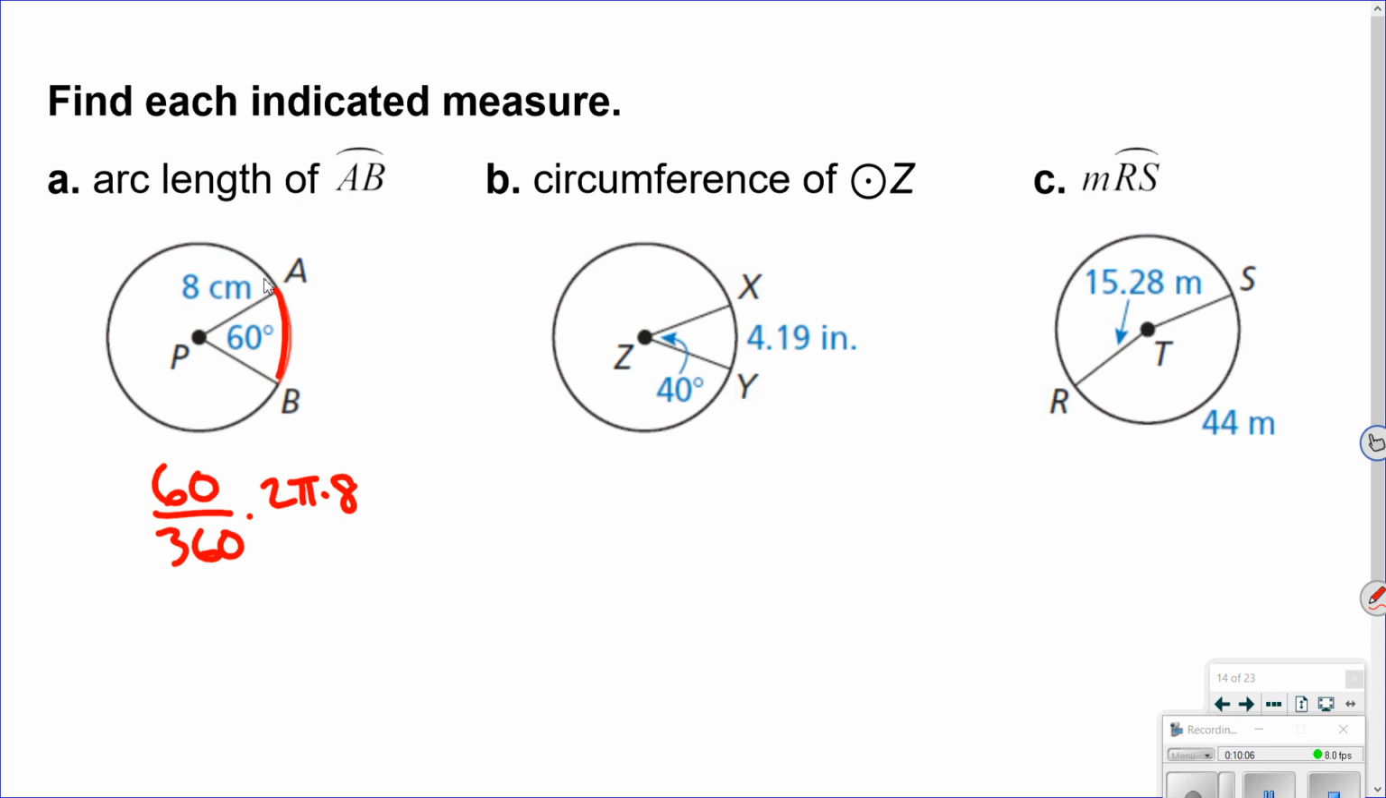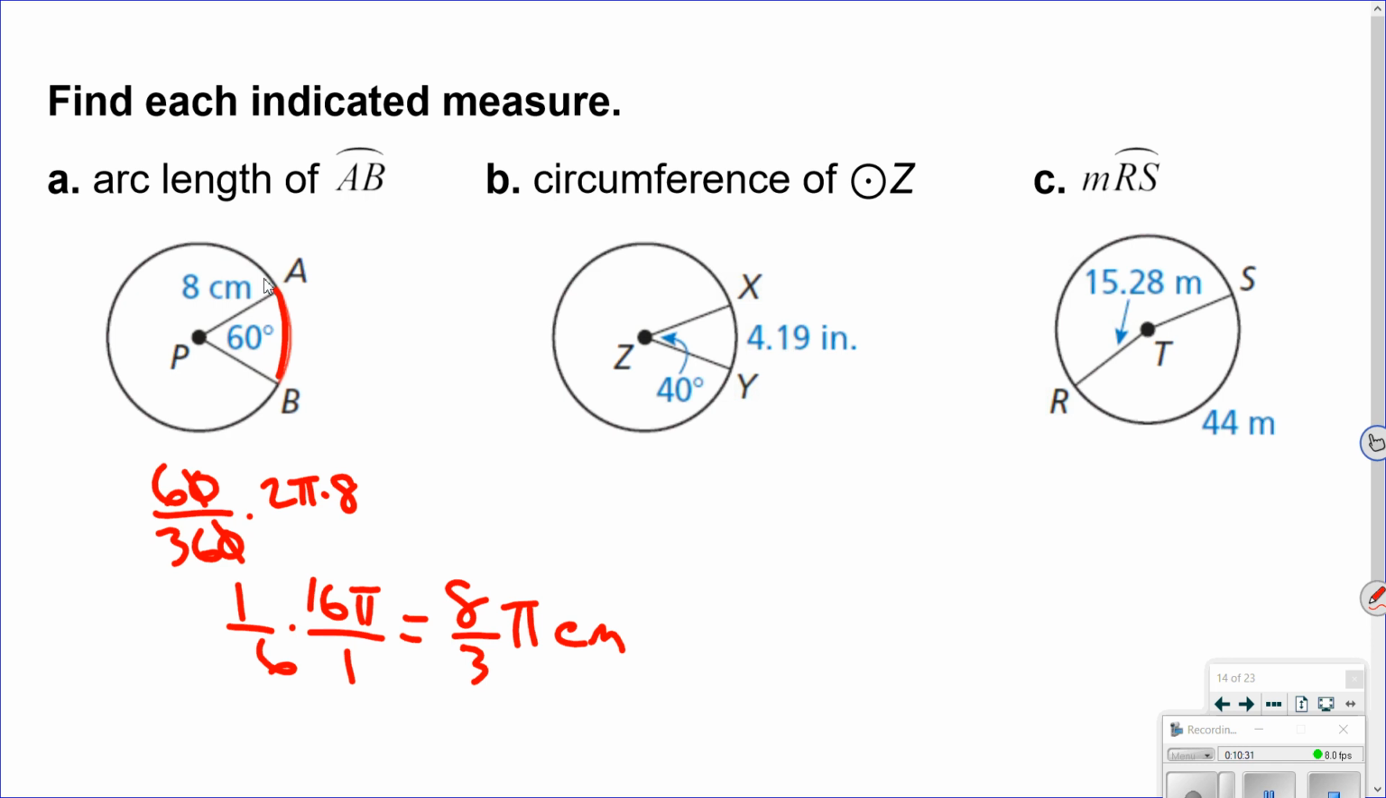So I end up with 60 over 360. I can reduce that, it's 1/6, and 2 pi times 8 is 16 pi. We want to times those together, so I end up with 16 over 6, which reduces to 8/3. So 8/3 pi centimeters, that would be the exact answer. And then you could plug that in a calculator to find the approximate answer.